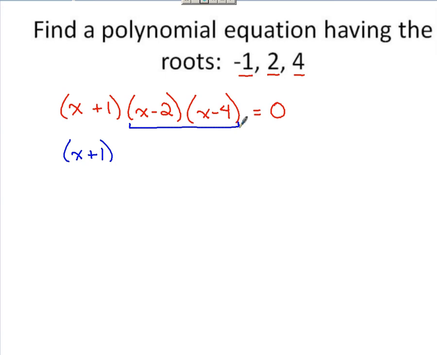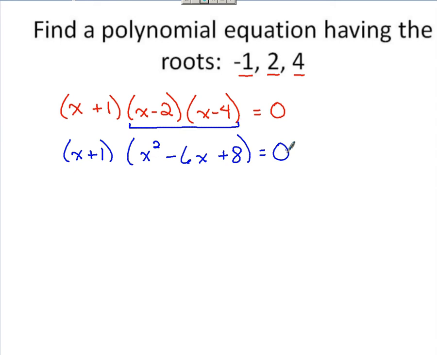If I start with these last 2 and FOIL this out, well, x times x would give me x squared. The outer term here would be a negative 4x. The inner term would be a negative 2x. If I put that together, that'd be a negative 6x. And if I multiply my last, negative 2 and negative 4, I'd get positive 8.